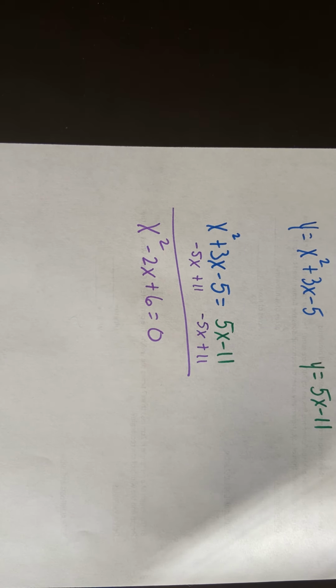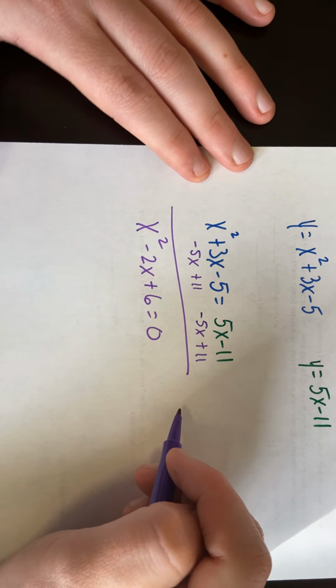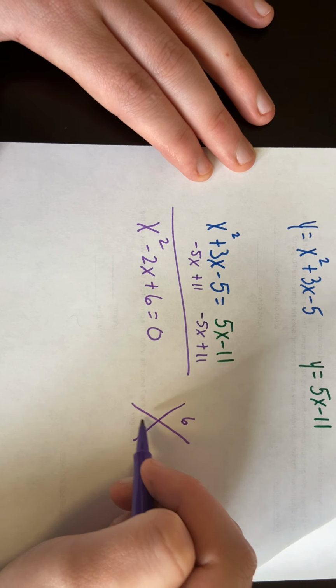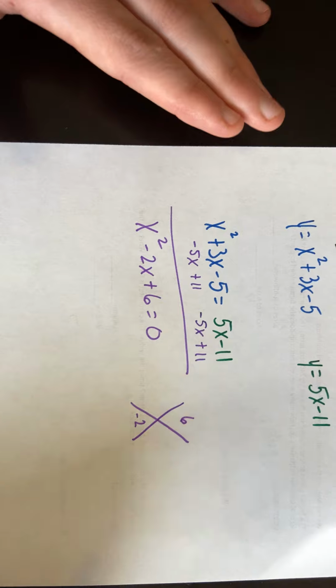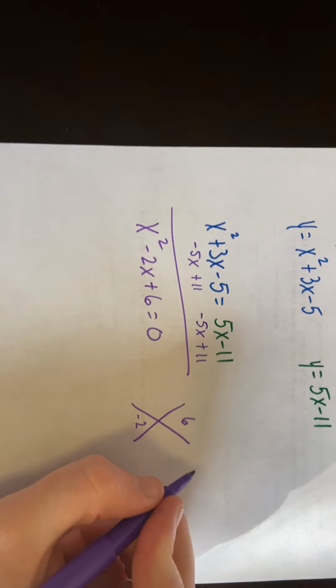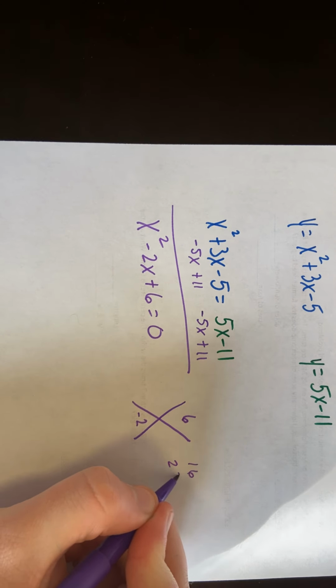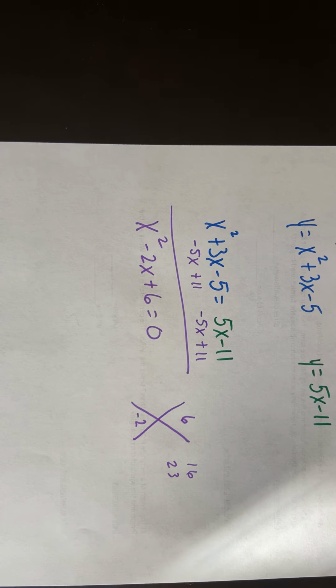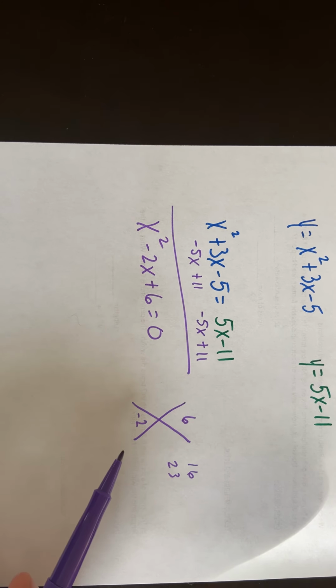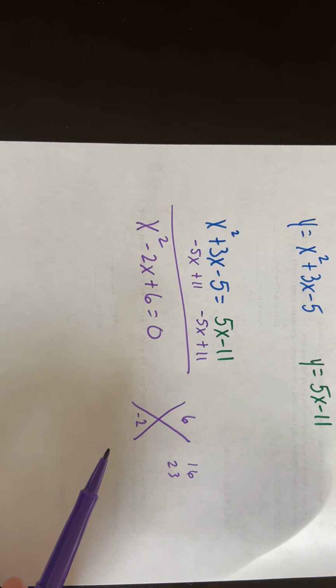When the a value is 1, it should be very simple to factor. So then we look at our diamond. So the 6 is going to go up. The negative 2 is going to go down. Well, you start playing around with the factors of 6. You got 1 and 6 and 2 and 3. What combination of 1 and 6 or 2 and 3 can we add together to get a negative 2? Okay, very quickly we find out that this is not possible.